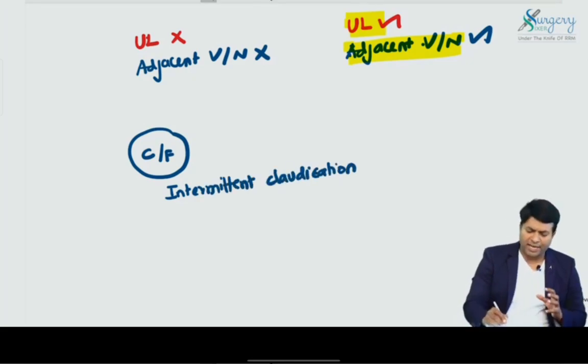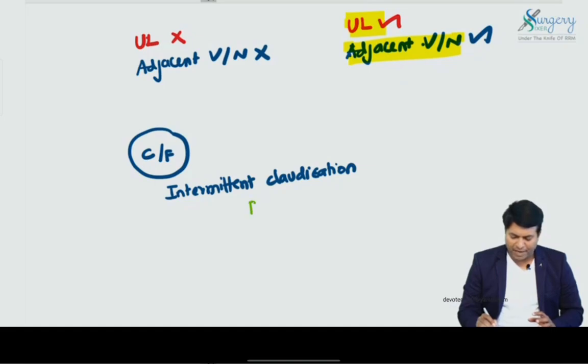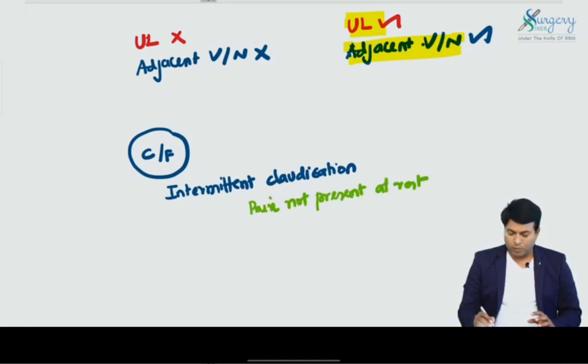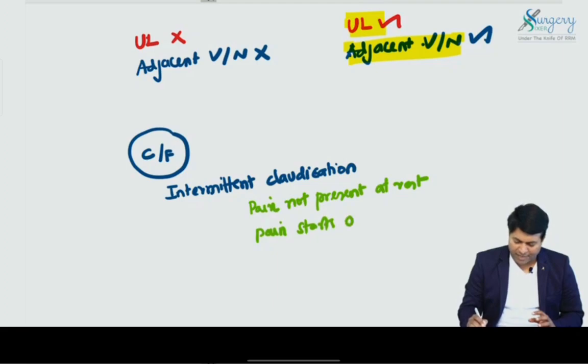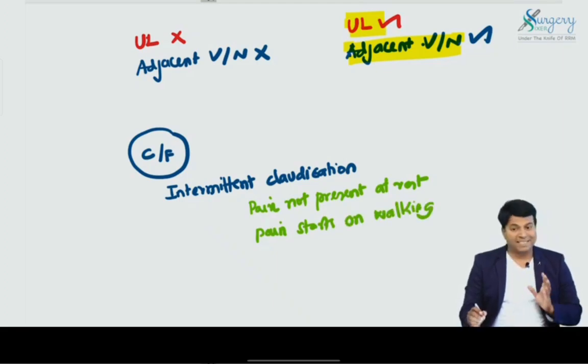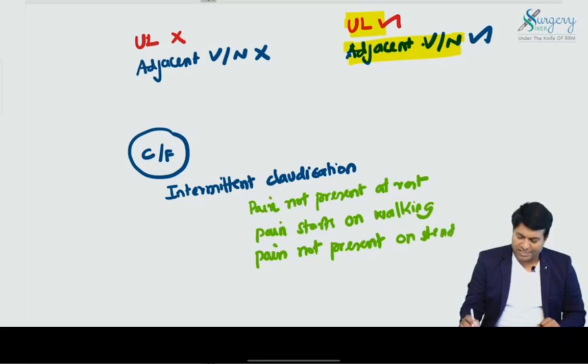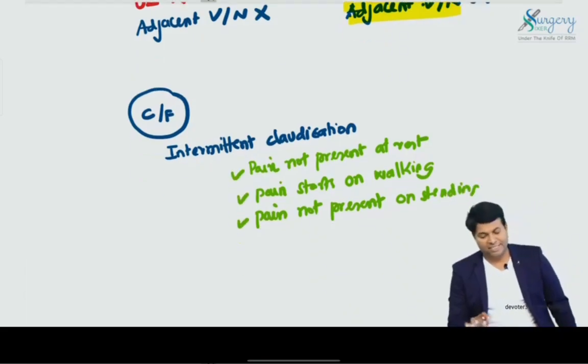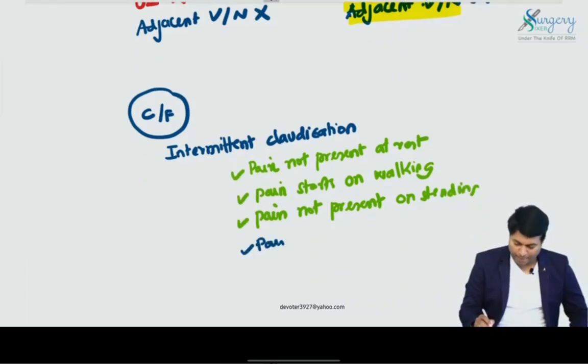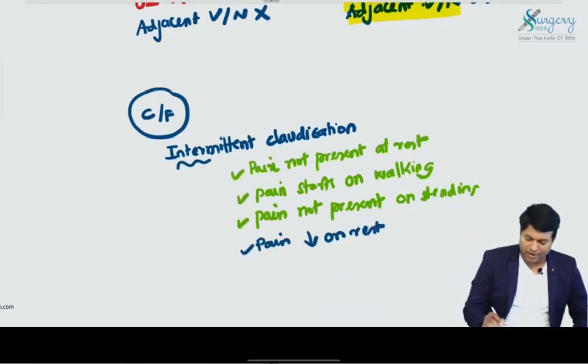Define claudication pain. Claudication pain is defined as pain not present at rest. So pain starts on walking. Pain is not present on standing. Please remember, pain is not present on just simply standing, but it starts on walking. This is known as claudication pain, and the pain decreases on rest. So this is the definition of intermittent claudication pain.